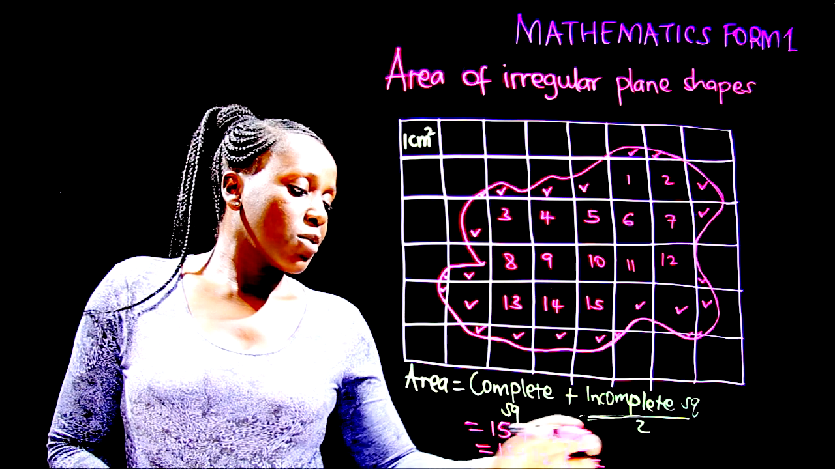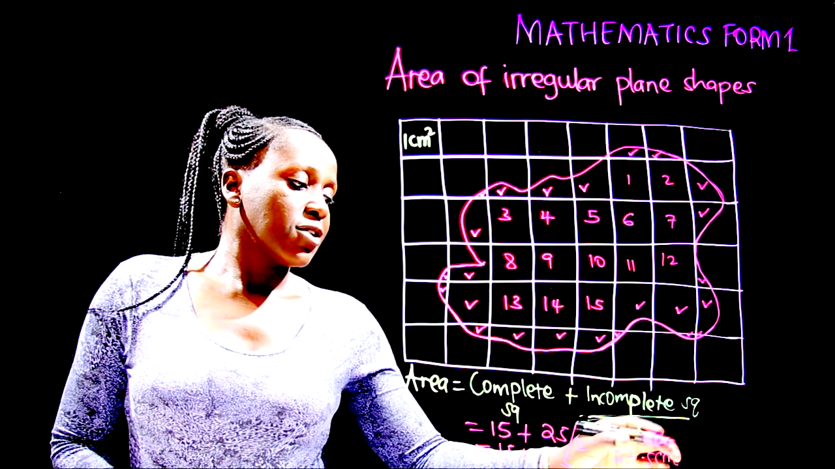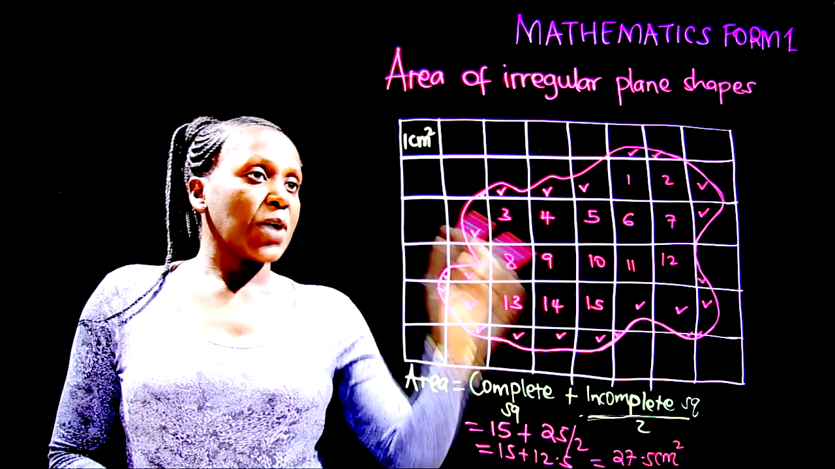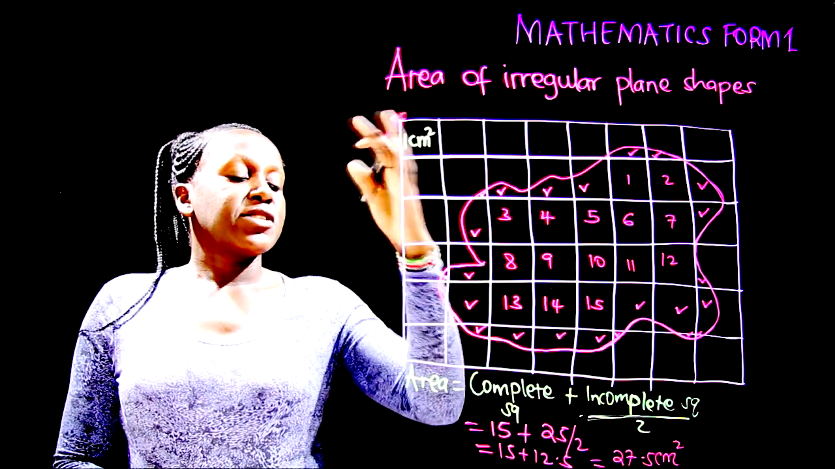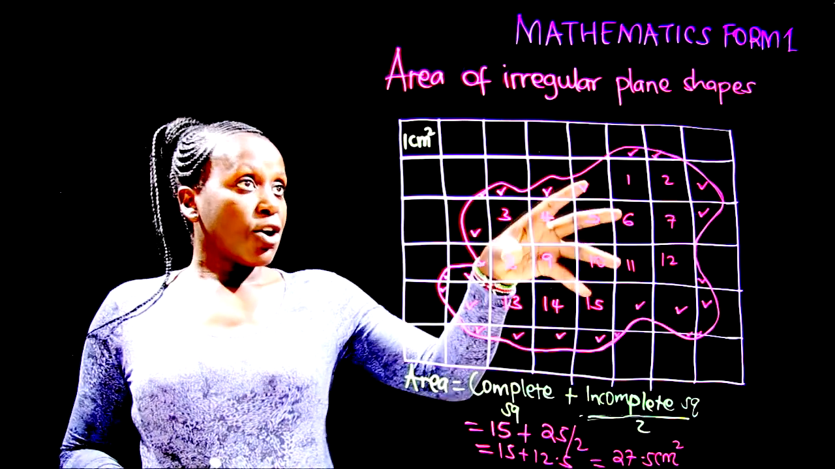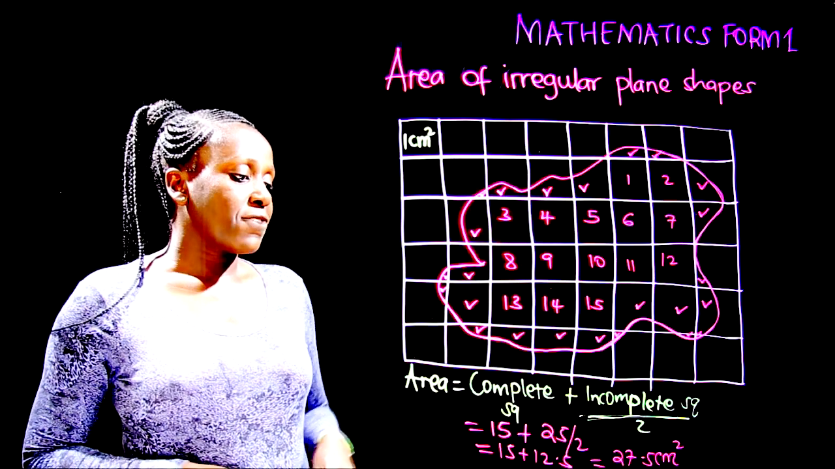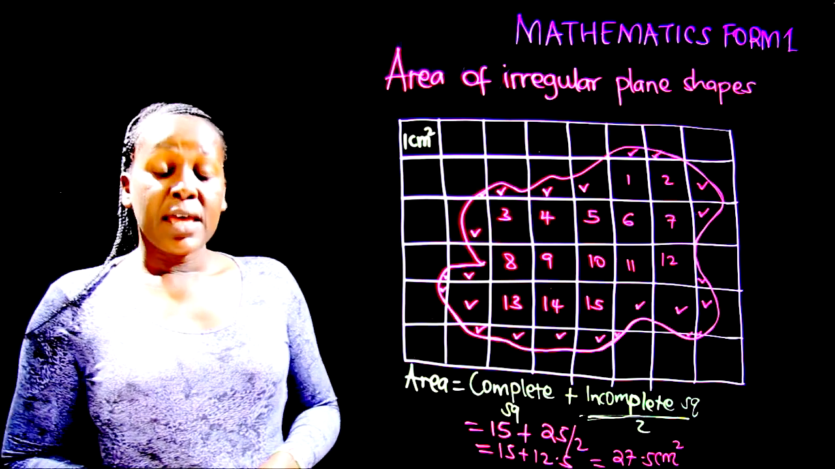So this will be equal to 27.5 centimeter squared. So it's centimeter squared because each one of the complete squares was 1 centimeter squared. So the area of this figure can be said to be equal to 27.5 centimeter squared.